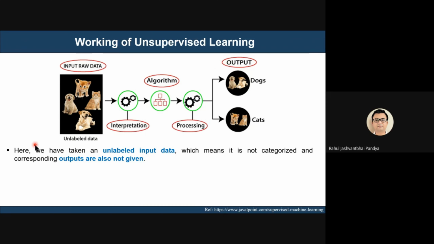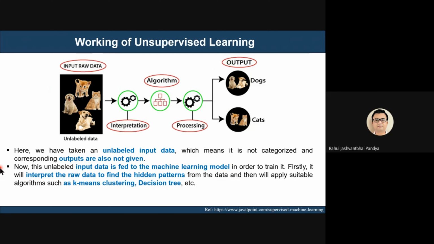When we are given unlabeled input data, which means it is not categorized and outputs are also not given, the machine learning model will first try to interpret the raw data based on dimensions. Smaller dimensions, the group belongs to the cats. Larger dimensions, the group belongs to the dogs. And it will try to identify my hidden patterns. Once this is done, it will try to apply the suitable algorithm.